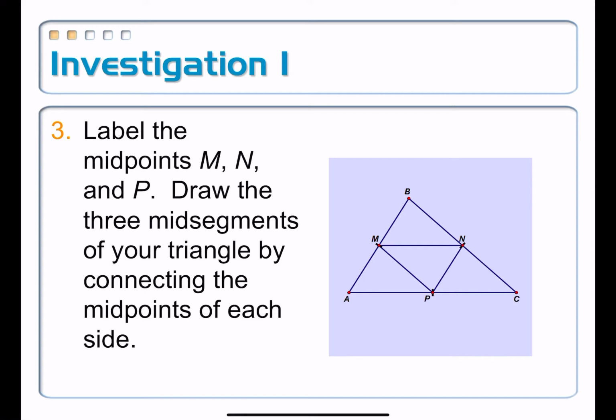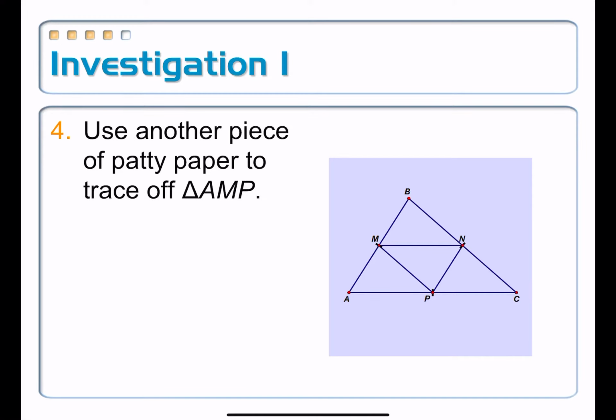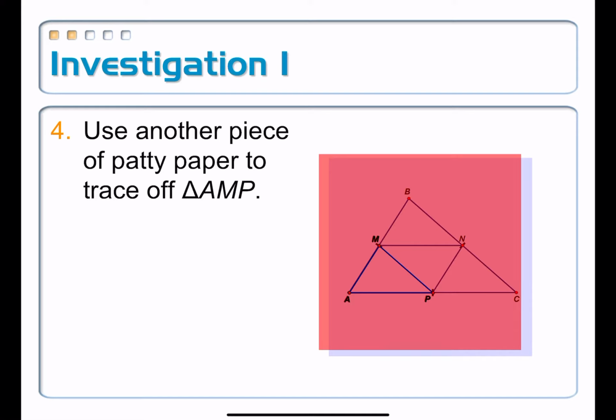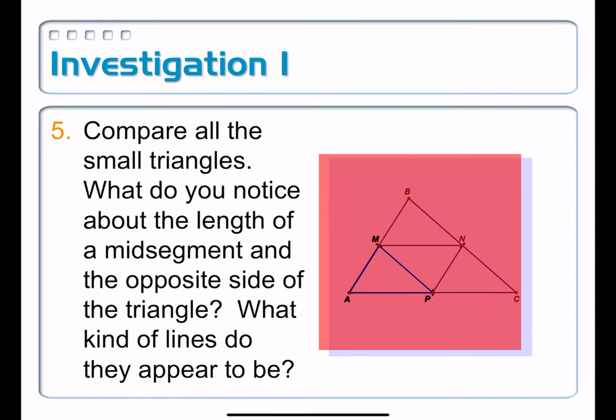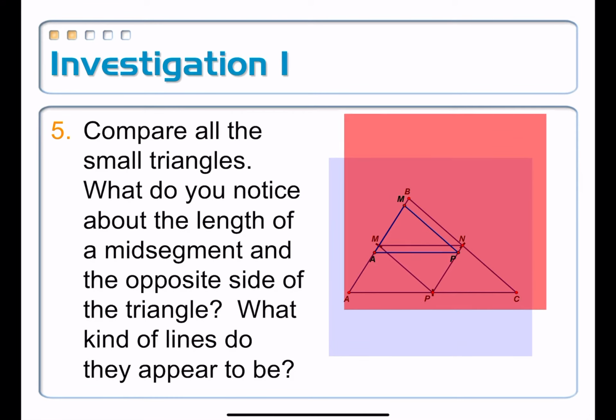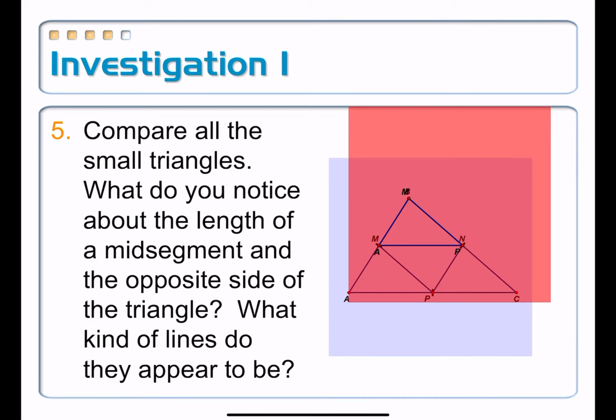So if I have another piece of patty paper, I could stack it on top of this one and then just copy off one of those triangles. Let's say it's A and P there. And now I'm going to take that piece of patty paper and slide it around and compare all of the little triangles in the picture. So let me slide it right up here. Looks like that triangle is congruent.